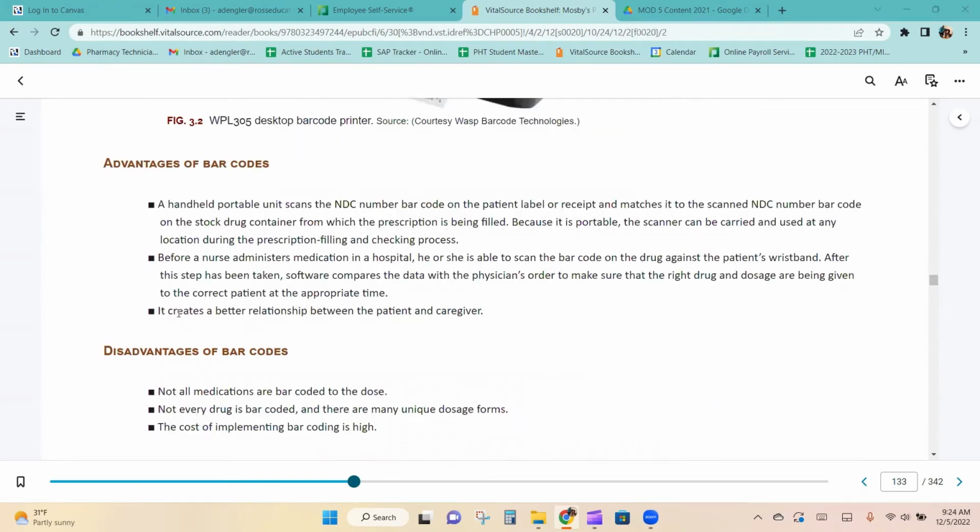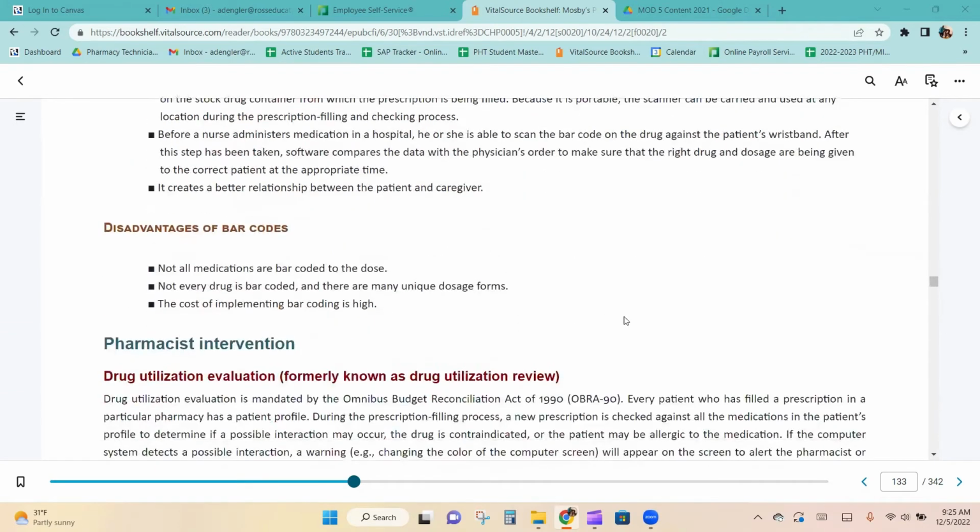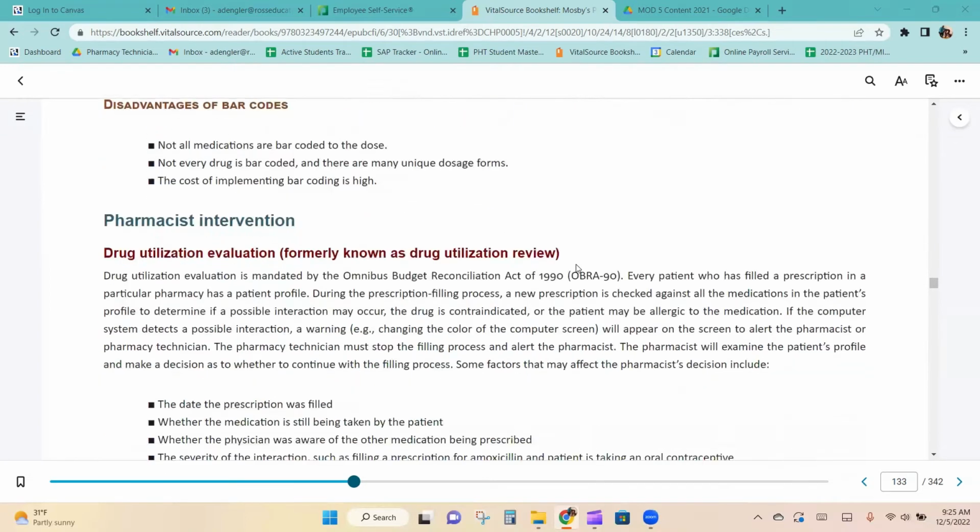Some advantages of barcodes: it creates a better relationship between the patient and caregiver. Before a nurse administers medication in a hospital, he or she is able to scan the barcode on the drug against the patient's wristband. So there's no reason that the patient would be given another patient's medication based on that. Some disadvantages would be that not all medications are barcoded to the dose. Not every drug is barcoded, there are many unique dosage forms, and the cost of implementing barcoding is high.